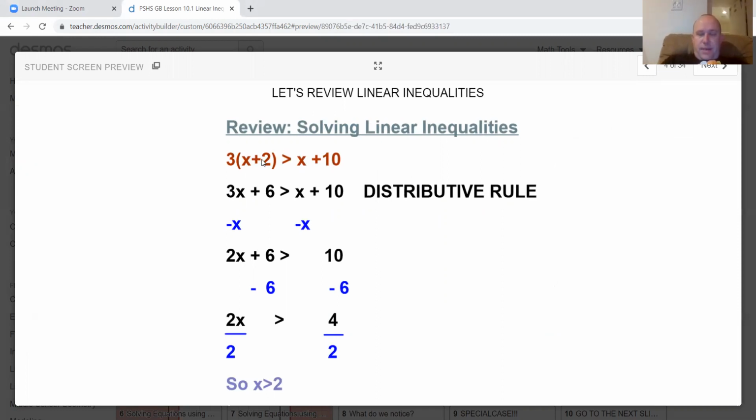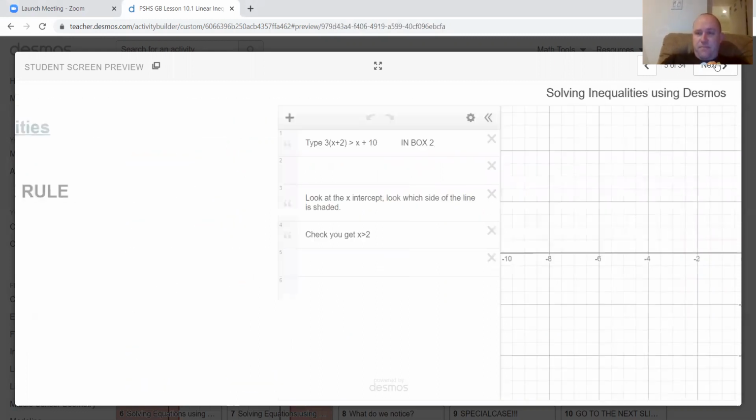So if we are doing them by hand, basically it's the same idea. Whatever you do to one side of the equation, you must do to the other side of the equation. So by replacing the equals with greater than, all that happened is the final answer just turned out to be x is greater than 2.